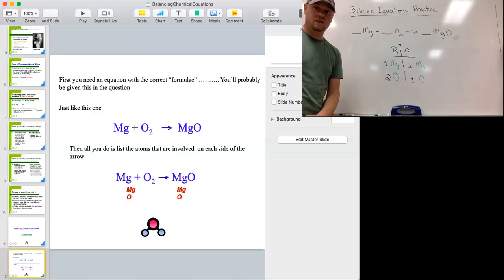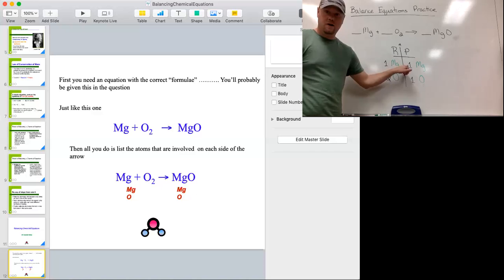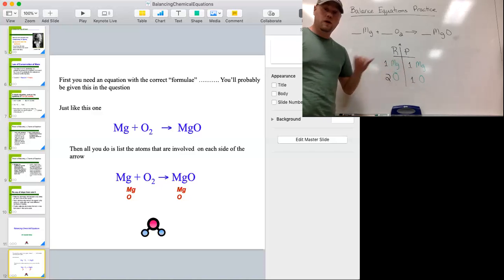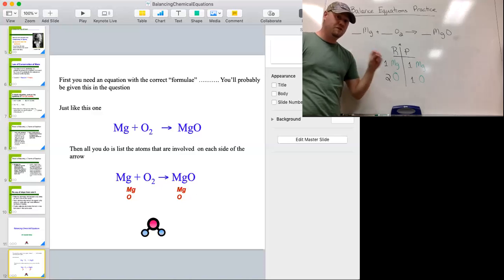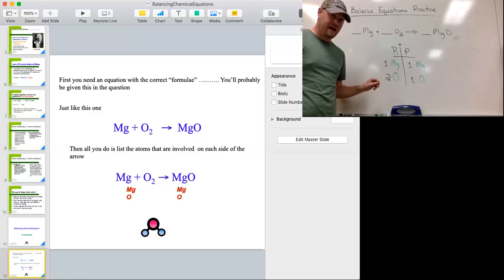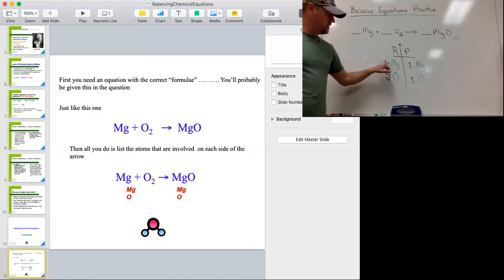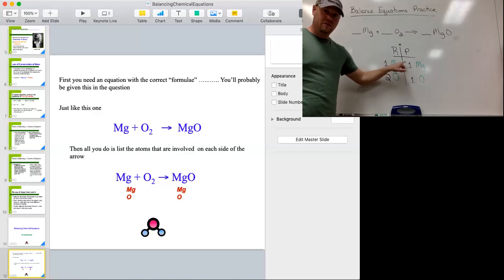Key thing to take away. If the numbers are the same, leave them alone. You don't have to do anything. We may have to change things after the fact, but if our first element's numbers on both the reactant and the product side are the same, don't touch them. Go to the problem area.